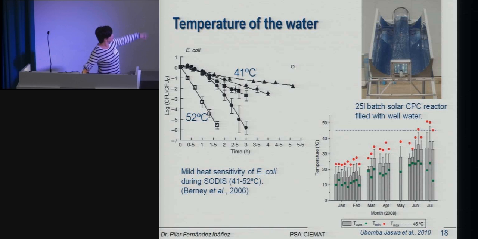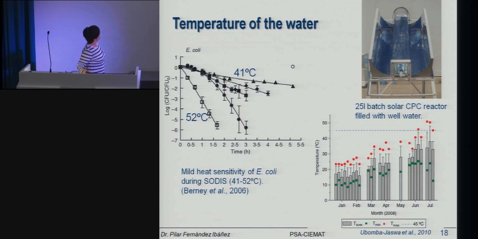That graph shows the temperature minimum and maximum on average during experiments done with that reactor in Uganda during 7 months. There you can see that from January, February until July, the average temperature increases in time, but the temperatures we registered in the media were higher.